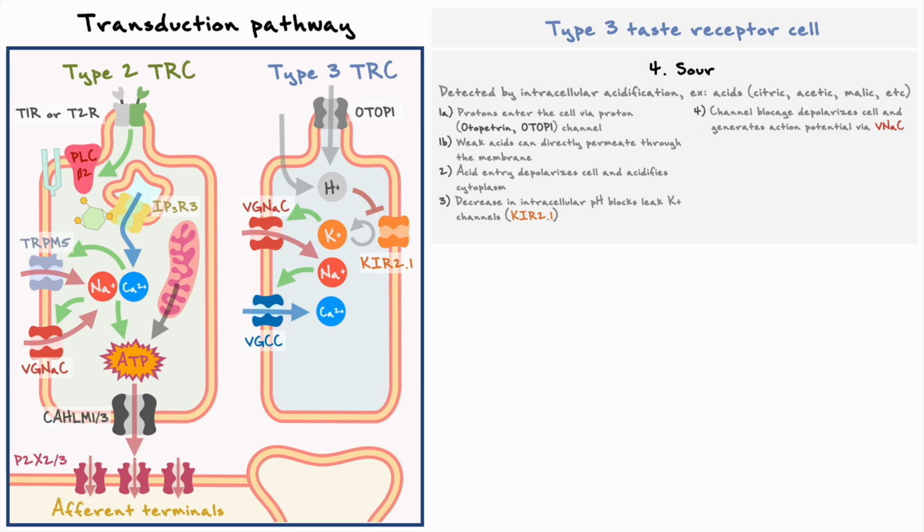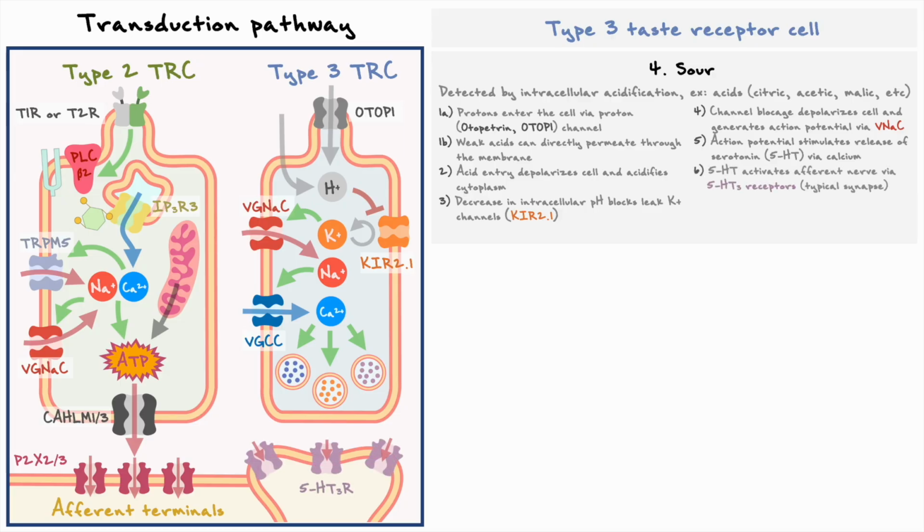The calcium that enters from these channels then serves to cause the exocytosis or release of serotonin, also known as 5-HT, into the synaptic cleft. The serotonin binds to its cognate ionotropic receptors on the afferent terminals, and this allows them to depolarize to send a signal to the central nervous system. As you can see, type 3 taste receptor cells have a more conventional synapse.